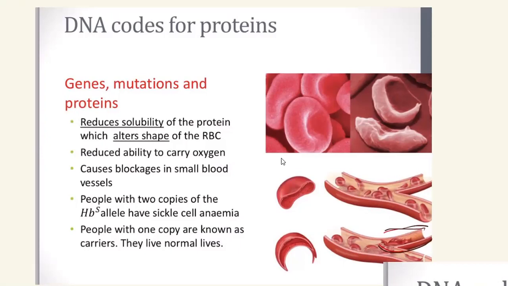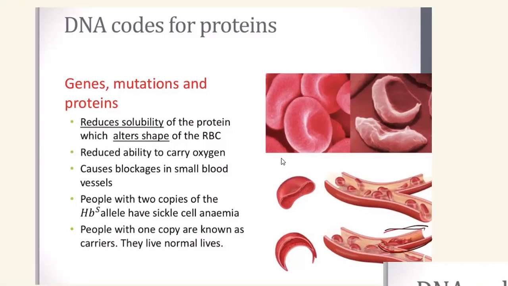Okay. And what about this one, the third bullet? It causes blockages in small blood vessels. Why? Because the biconcave shapes basically just fold. Well, no, they just don't fold. They just compress, like when they pass through the small vessels.